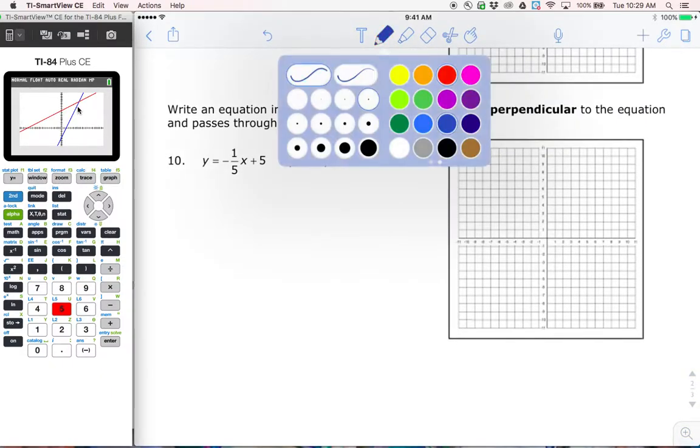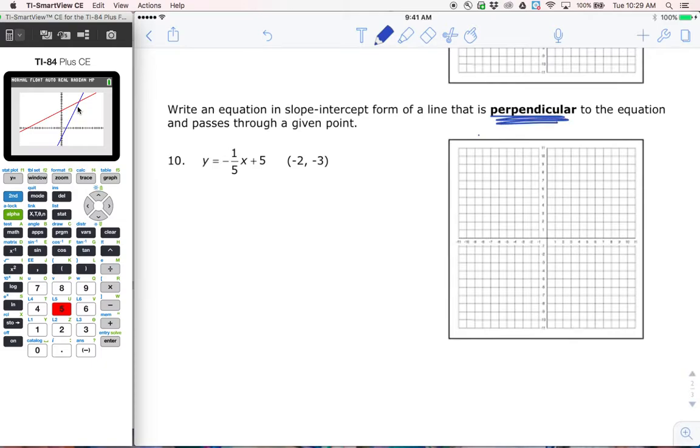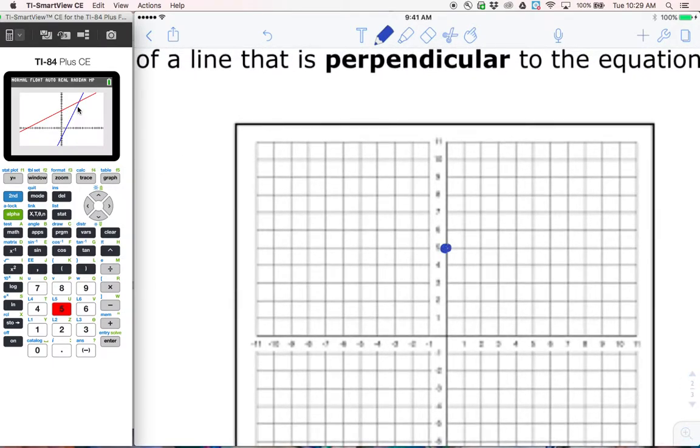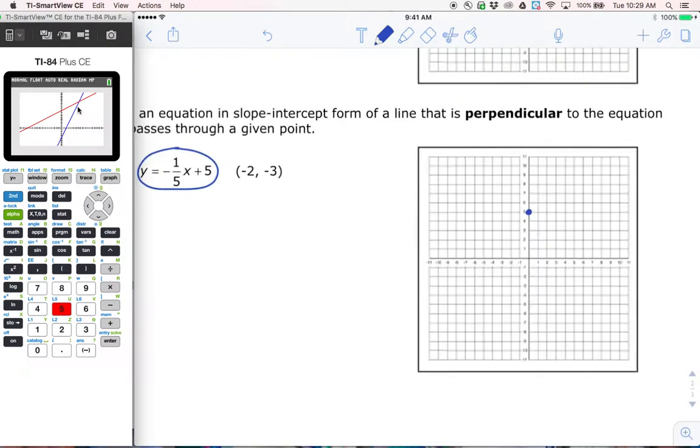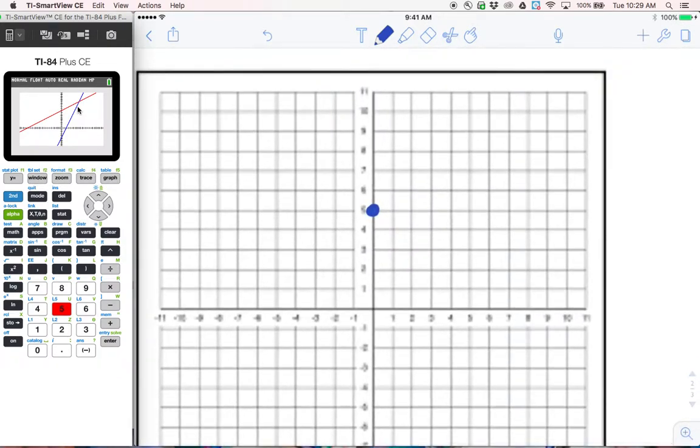All right, last problem here, problem number 10. We are talking this time about a perpendicular equation. We need a perpendicular line to this line, and it also needs to go through this point. You know what? I'm getting ahead of myself. Let's go ahead and graph this initial line that we were given. All right, so we're going to have a point at 5. Now my slope is -1/5, so I'm going to go down 1 and right 5. Down 1 and right 5. So here's my line. It looks like this.